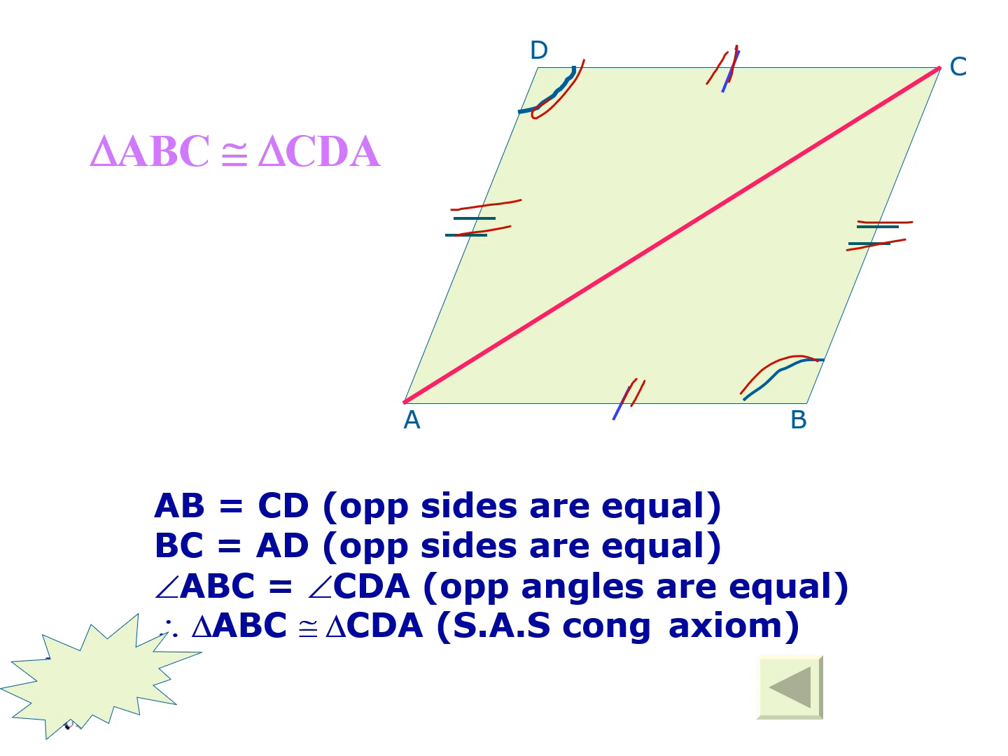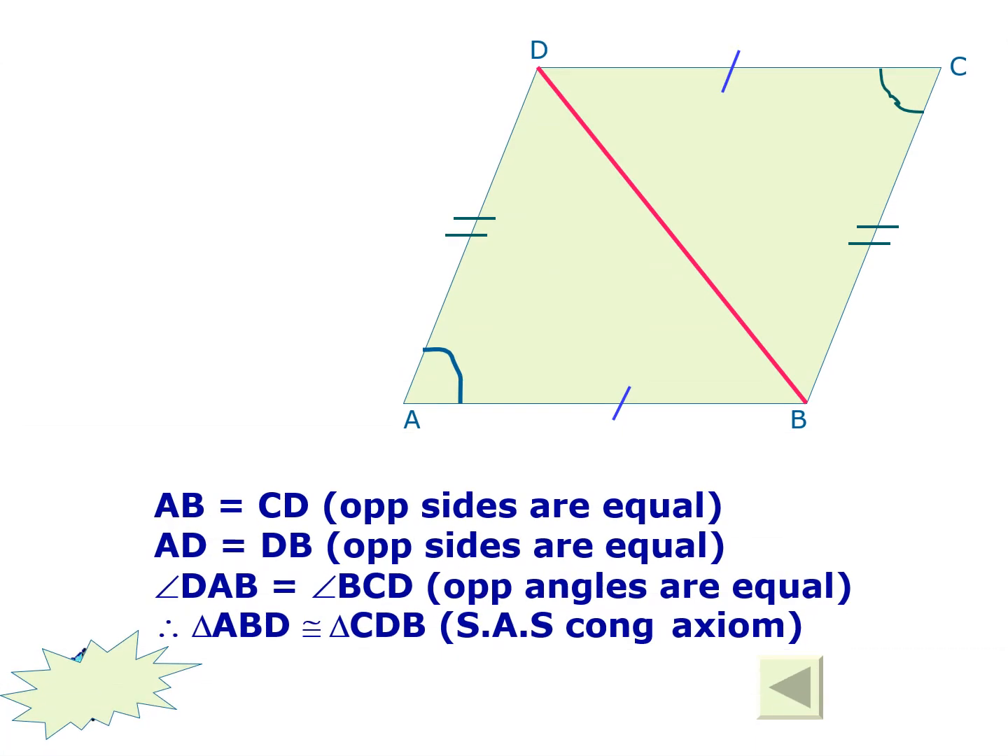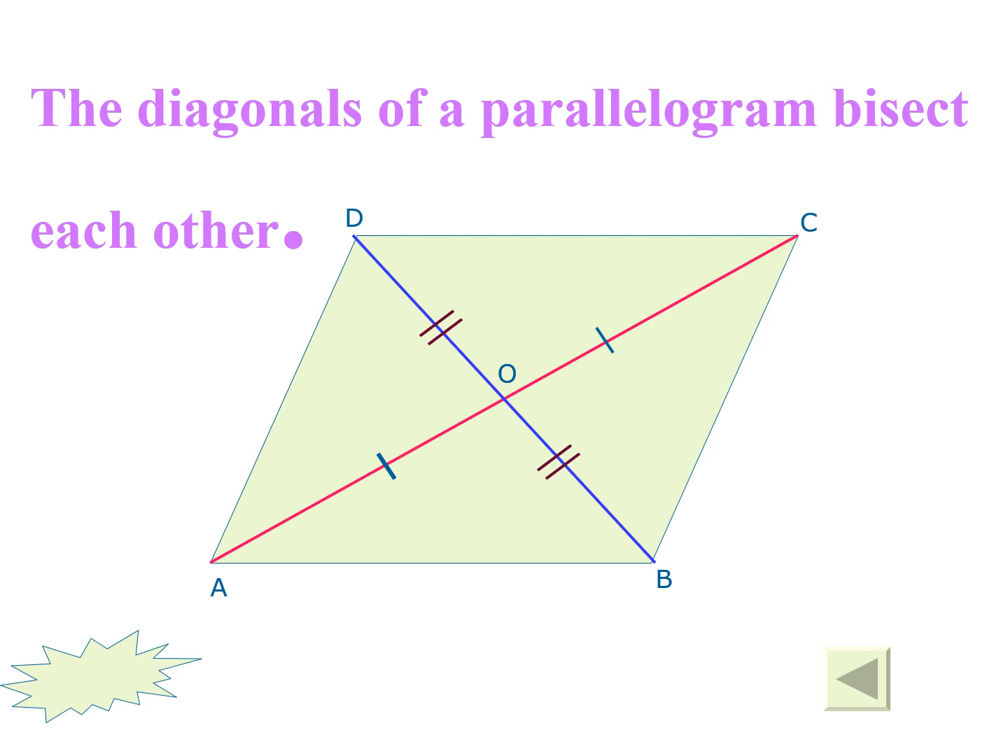Can you tell the congruence criteria? This is side, this is angle, this is side. So hence it is by SAS congruence axiom. Now if BD is the diagonal, you can prove triangle ABD is congruent to triangle CDB. This is one of the important properties of a parallelogram. The diagonals of a parallelogram bisect each other. That means AO is equal to OC and BO is equal to OD.